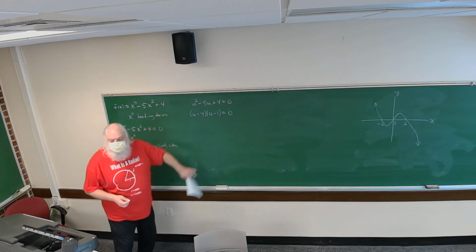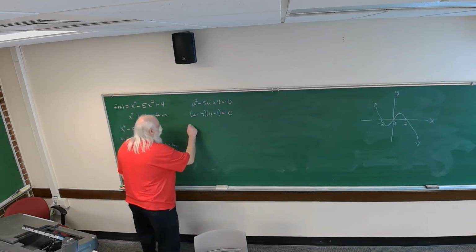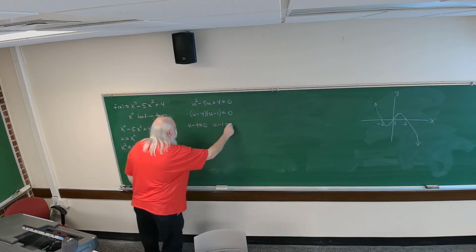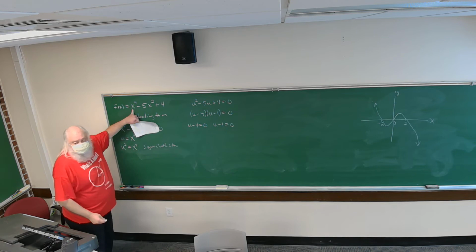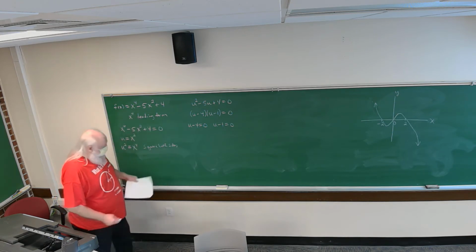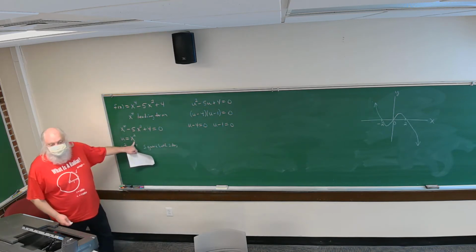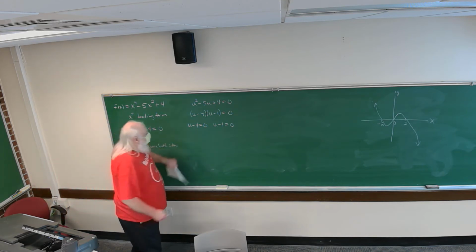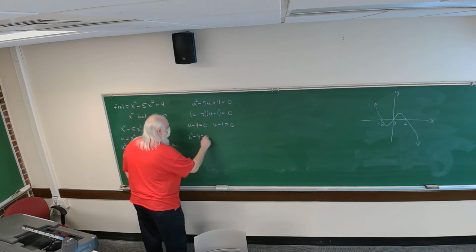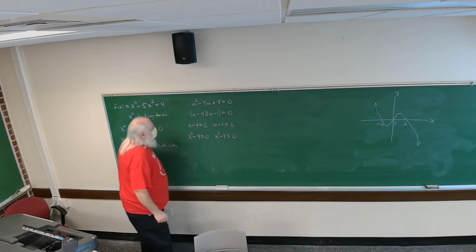And now you set the factors equal to 0, just like you would with the variable x. You have u minus 4 is equal to 0, u minus 1 is equal to 0. Remember, we're trying to find the x-intercepts for the graph of f of x here. Okay. Well, what's u equal to? x squared. So we replace u now with x squared. x squared minus 4 is equal to 0, and x squared minus 1 is equal to 0.